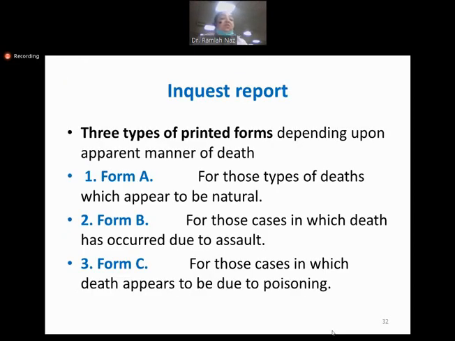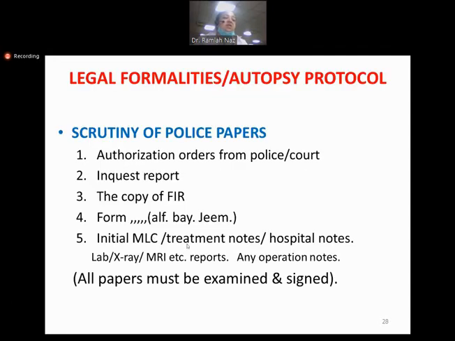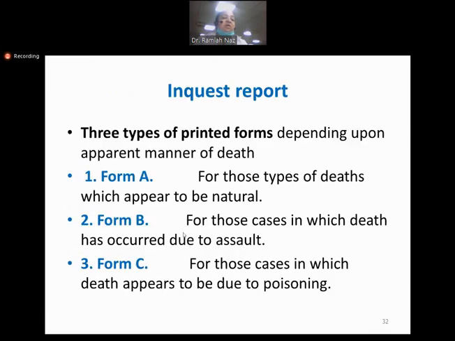That FIR, as I told you, is Alif, B, G. Remember in the previous slide I said there are multiple FIR forms. We call them A, B, C or Alif, B, G. So whenever the person reports a natural death, they put it in form A or Alif.